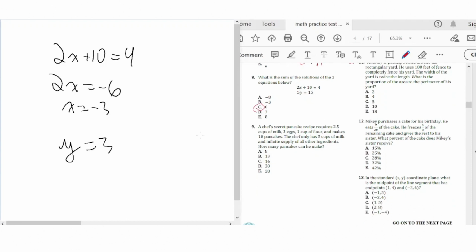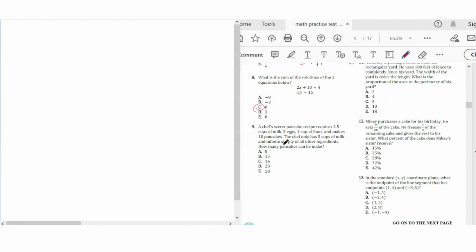Moving on to number 9. A chef's secret pancake recipe requires 2.5 cups of milk, 2 eggs, 1 cup of flour, and makes 10 pancakes. The chef only has 5 cups of milk, and an infinite supply of all other ingredients. How many pancakes can he make? I think the chef could make more money by selling the other ingredients if he has an infinite supply. However, let's work with the problem here to see what he can actually do with the pancakes.